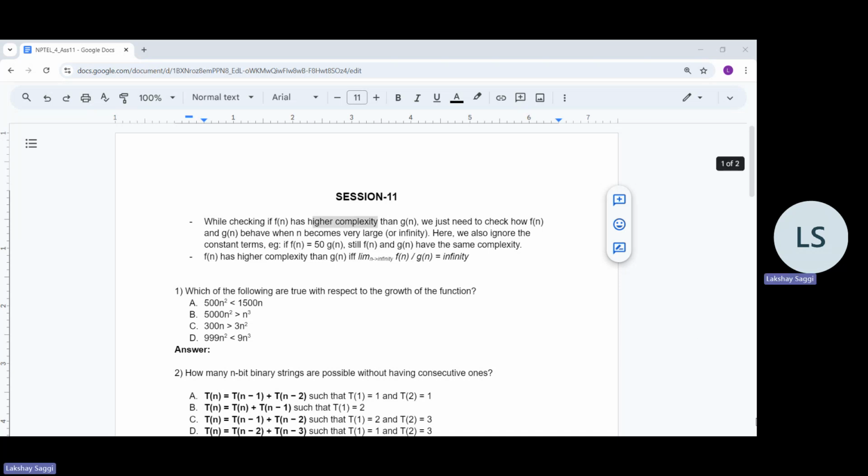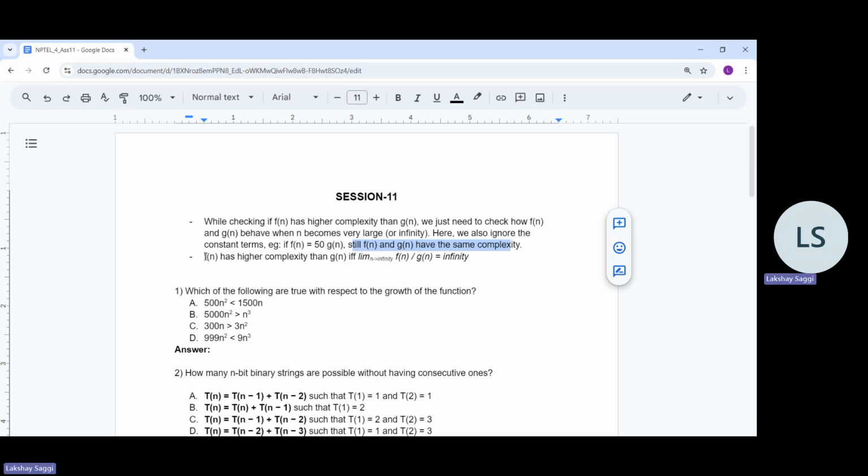Sorry for that. So as I was saying, if g of n grows by 1, then f of n can only grow by a constant, which is 50 here. So f of n does not have unbounded growth with respect to g of n. And that's why we say they have the same complexity.